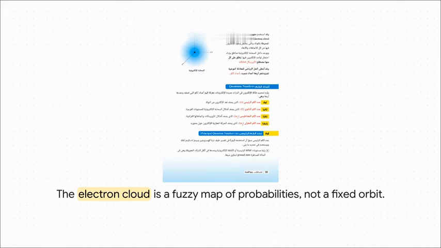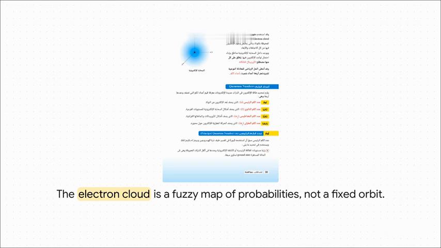You know, for the longest time, we all pictured electrons orbiting the nucleus like tiny planets. It was a really neat, orderly picture. The only problem? It was totally wrong. Modern physics came along and replaced it with this, the electron cloud. It's not a path, it's not an orbit. It's a map of probabilities, a fuzzy region of space where an electron is just likely to be at any given moment.